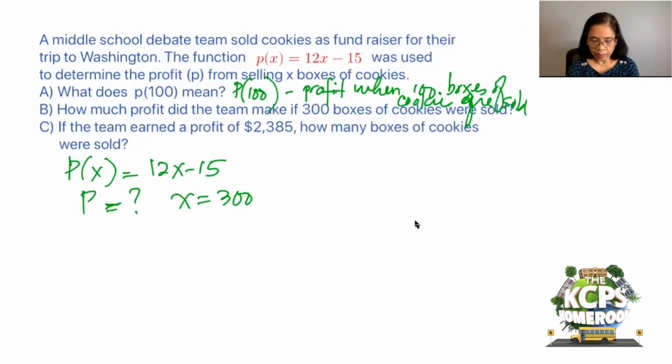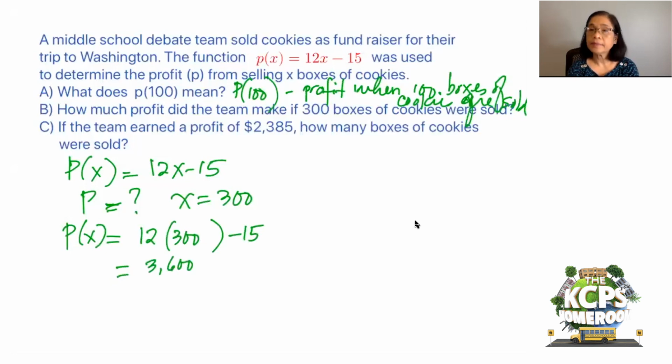So the profit is equal to 12, when X is 300, we substitute X with 300, then minus 15. And if we simplify this, help me out on the computation, please double check. 12 times 300 is 3,600. Bring down minus 15.